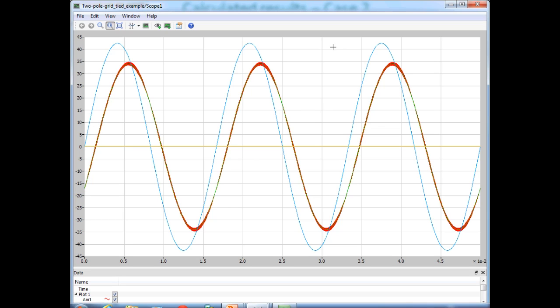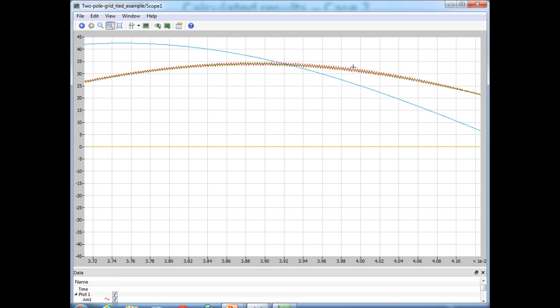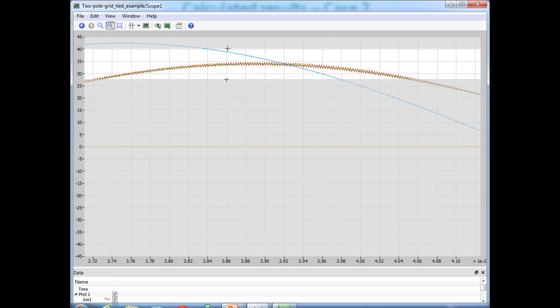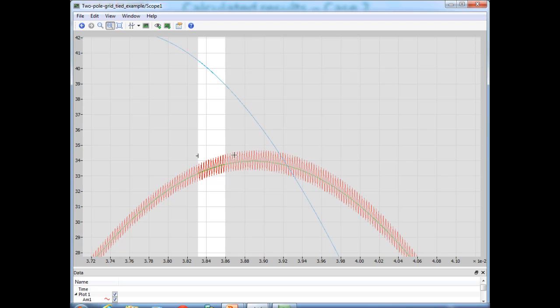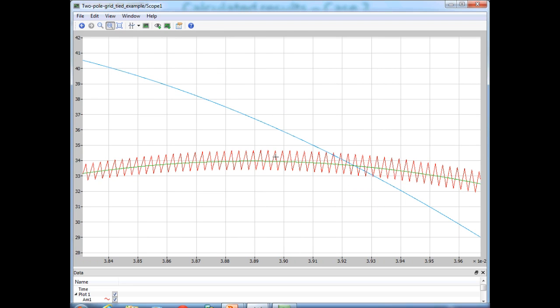So let me just zoom in on these current waveforms. If I zoom in here, you can now clearly see the switching frequency ripple in the grid current. And inside that you see this green waveform, which is the signal that we use for reference, and clearly the grid current exactly matches with the required current value.